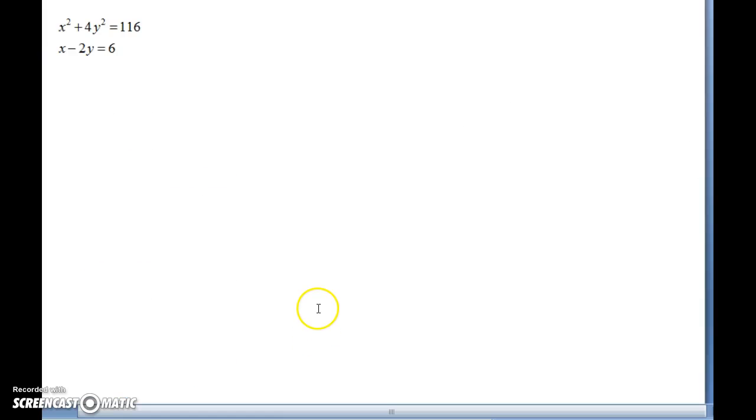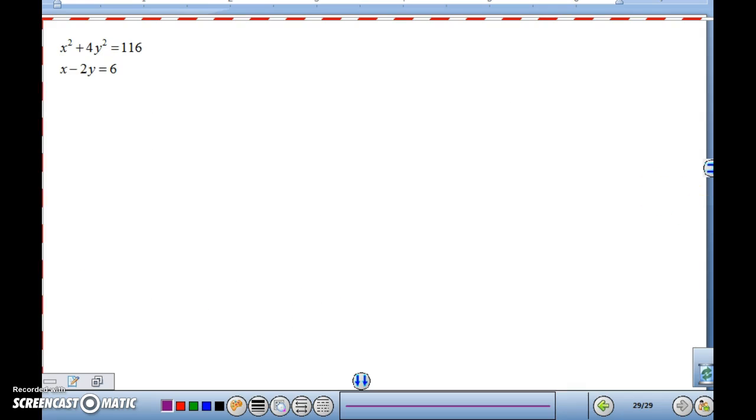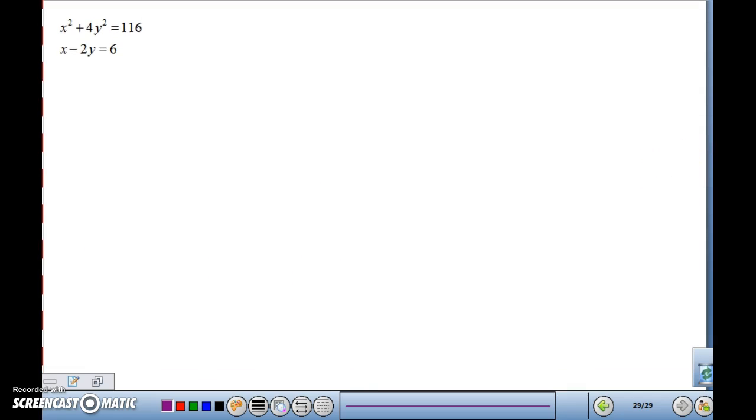Let's try a little more complicated example. The process is still the same. The only difference is we're going to have squareds in the problem. Let's try this system out. X squared plus 4y squared equals 116. And then we have x minus 2y equals 6.